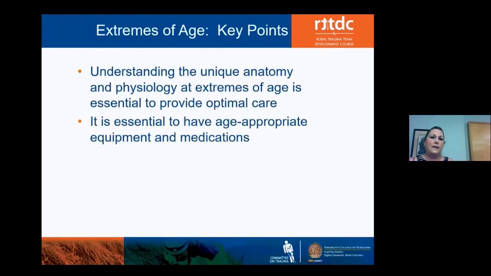So some of the key points for extremes of age: understanding the unique anatomy and physiology at extremes of age is essential to provide optimal care, and it is essential to have age-appropriate equipment and medications for our patients that are geriatric.